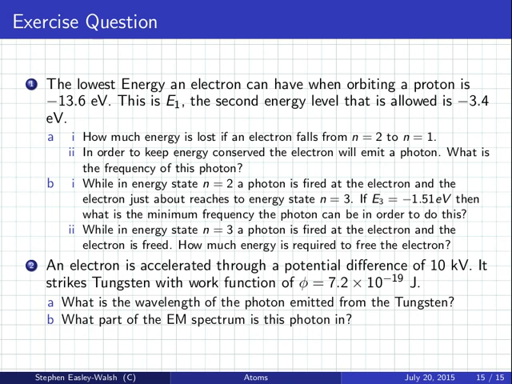Now, part 2. An electron is accelerated through a potential difference of 10 kilovolts. It strikes tungsten with a work function of that. What is the wavelength of the photon emitted from tungsten?